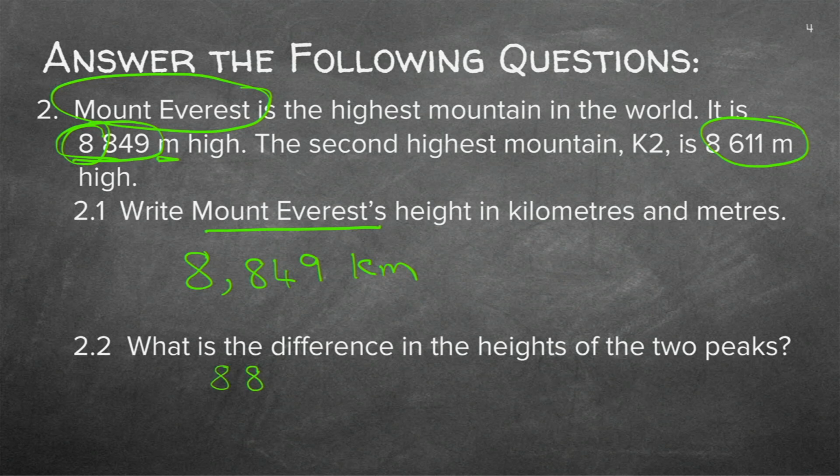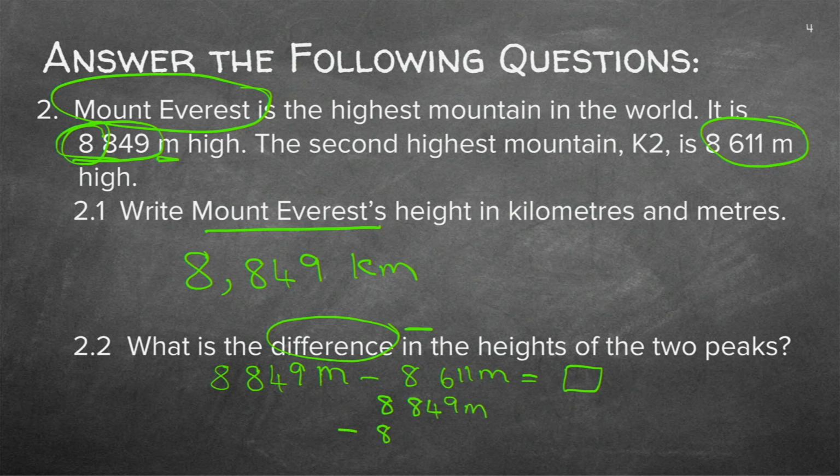Remember, I have to take the small number from the big one, and difference means I am subtracting: 8,849 meters minus 8,611 meters equals I don't know what. And now I do my full calculation. Remember to write your unit down. If you don't use your unit, you might lose marks. So the question is, what is the difference in the heights? And then you will say 238 meters is the difference.